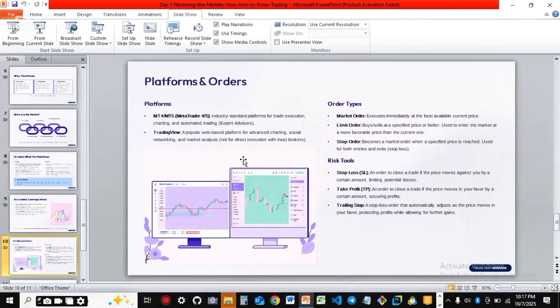This is the last part, just risk and stop loss. I need to explain all this. Let me explain it. We're almost done. Just quickly finish it.